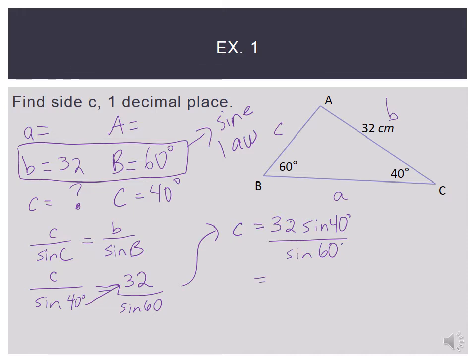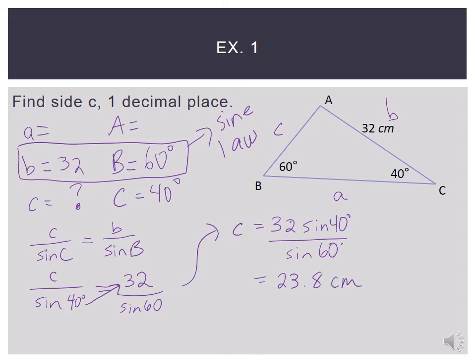Now take out your calculator. Hopefully you're in degree mode still. If you're not, you can ask Mr. Hack to help you get into degree mode. And you literally type it in just like you see it. So type in 32 sine 40 divided by sine 60. We want to go to one decimal place. And hopefully you got 23.8 centimeters when we round.